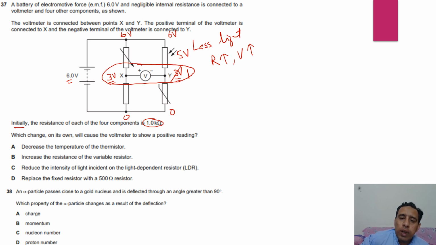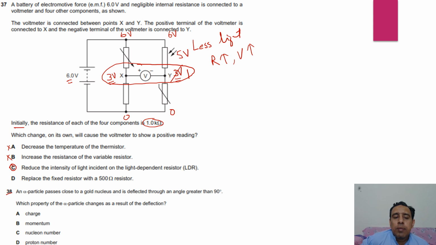It means we have to increase the voltage and resistance by making the light intensity lesser on this LDR. Look at here, you have to change the intensity. Reduce the intensity of light incident on the LDR, which means less light. So option C is the correct one.